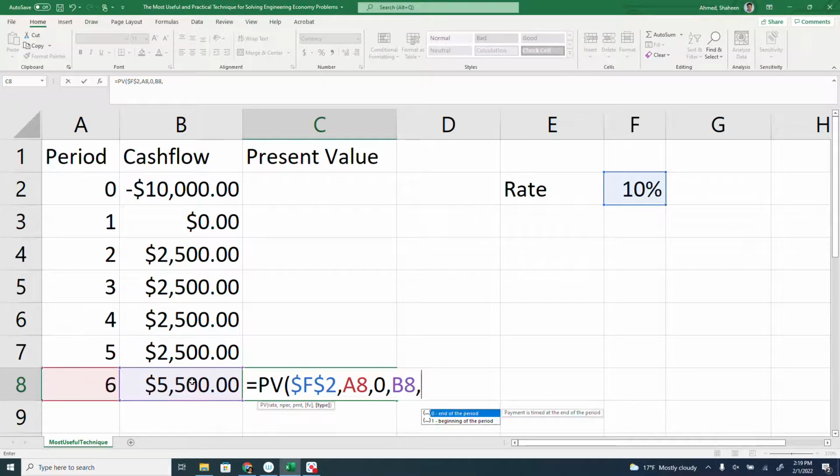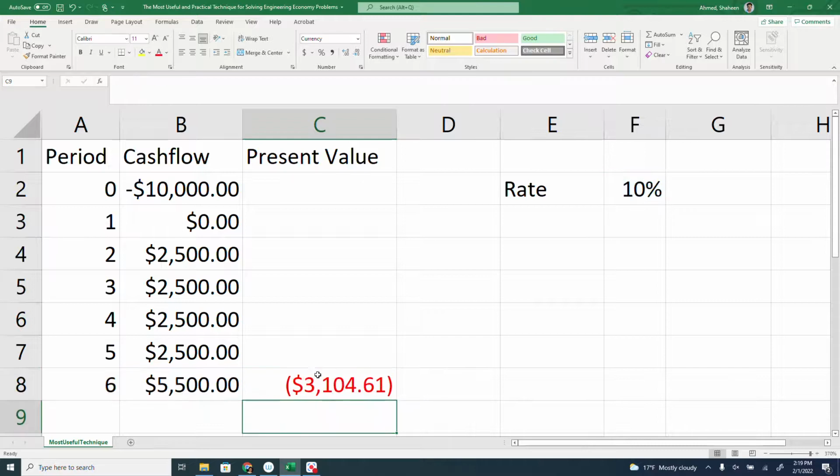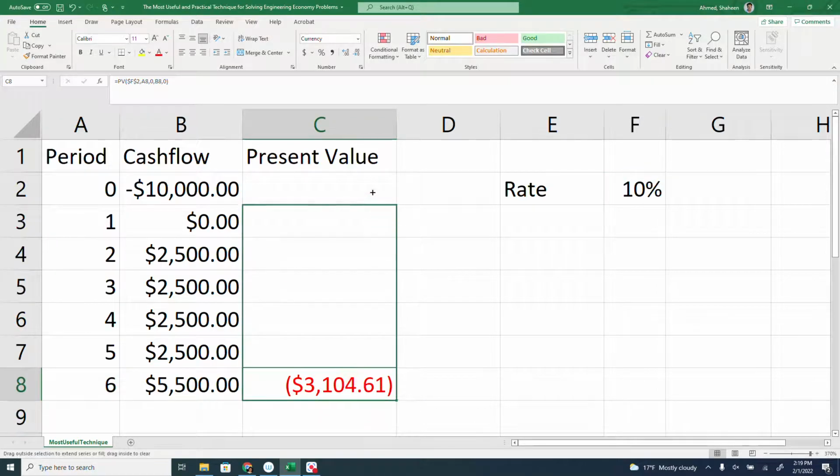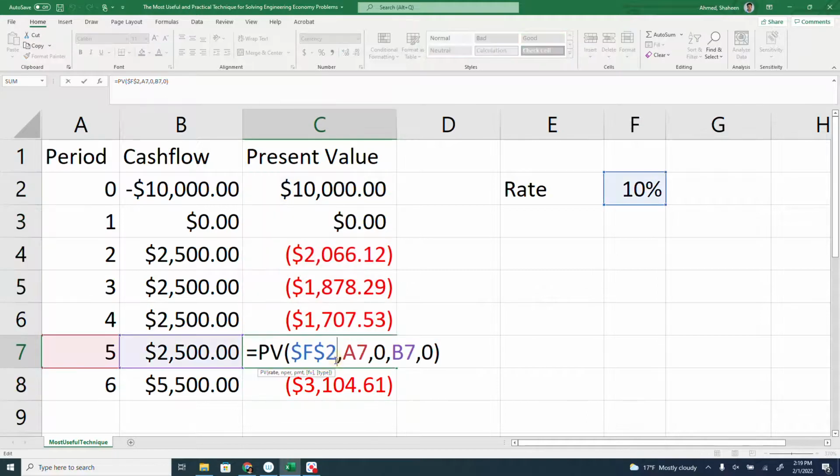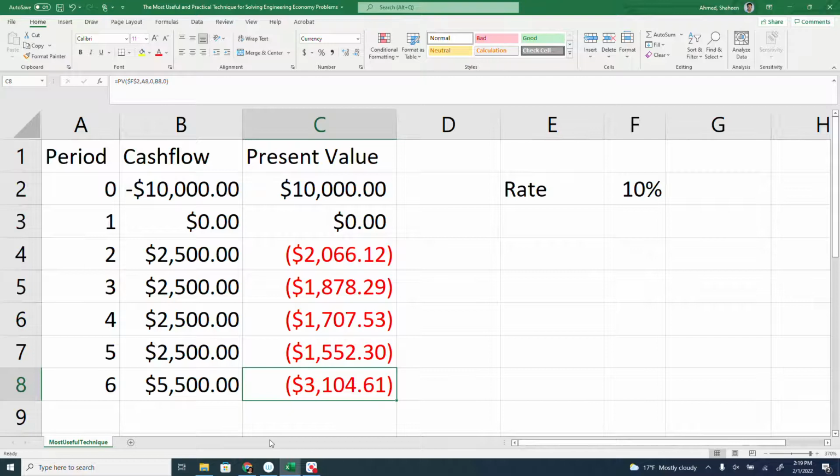We're going to select that. And then interest is compounded at the end of the period. And we can simply copy this all the way here. So you can see that $3,000, something that you get after 6 years, has a value in today's dollars of $5,500 at a 10% rate.